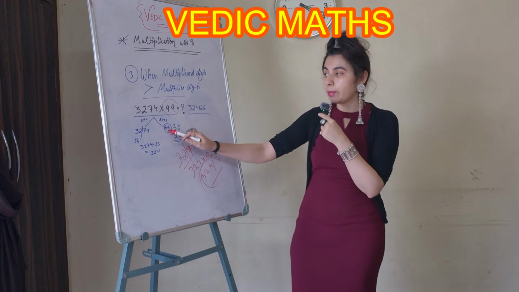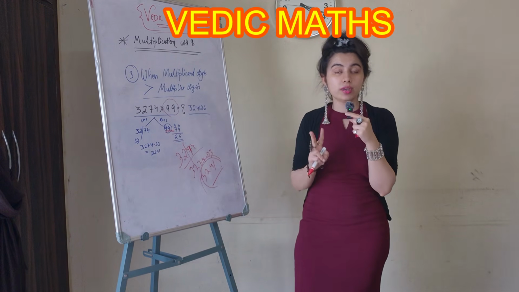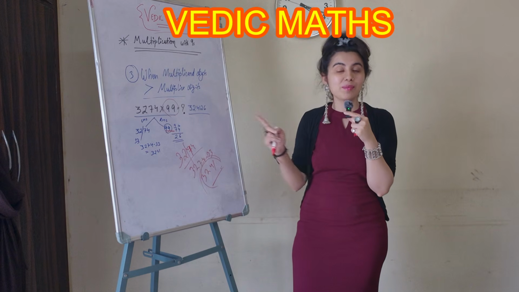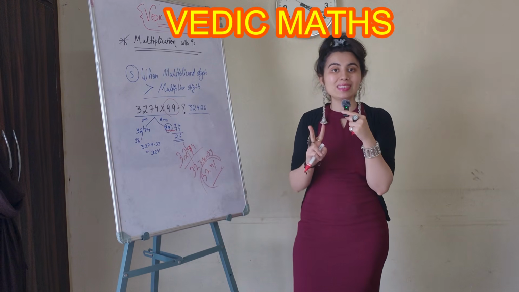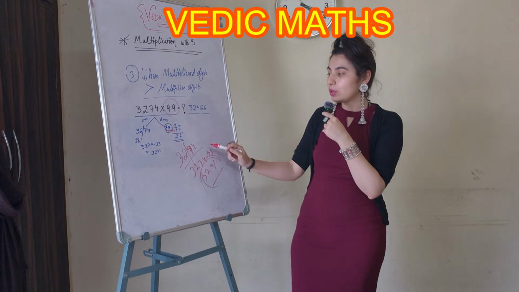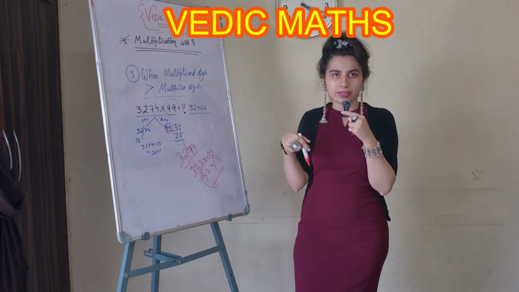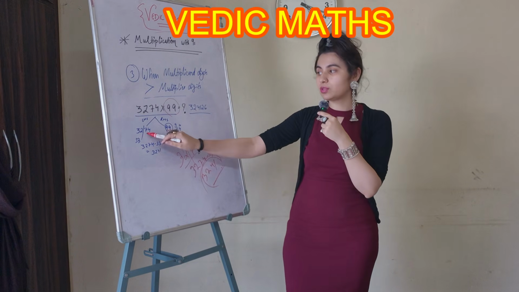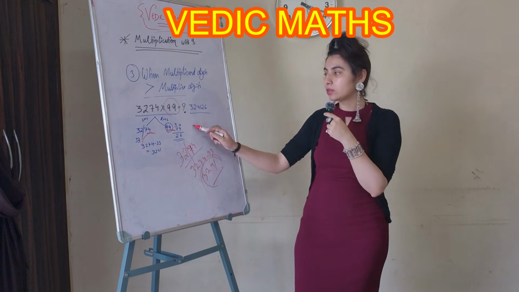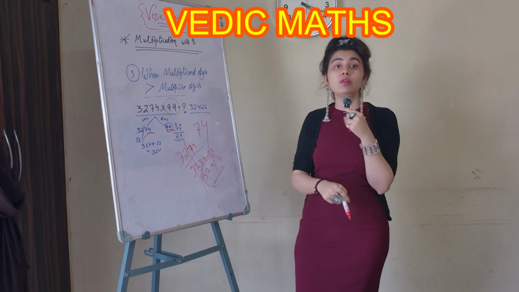Okay, since 99 has just 2 digits, our multiplier has just 2 digits. So after 2 digits we put a slash, and those 2 digits were 74. Right, so 74 will be subtracted.